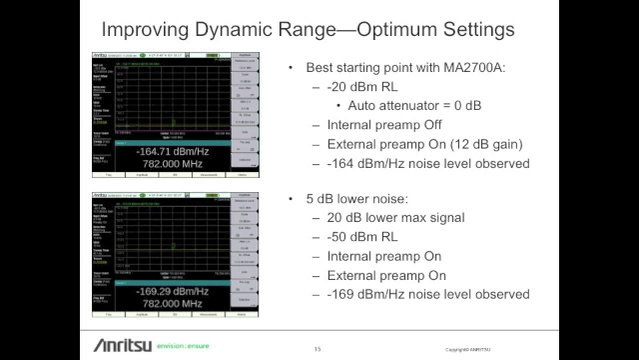Here's some examples of optimum settings. If I've got an MA2700, there's a set of settings there. Again, you can look at these later. To get 5 dB lower noise, I can change the settings a little bit. The dynamic range isn't as good, but I can look a little bit lower. And on my analyzer at my desk, we can see in the first case, I get 4 dB better than my typical spec I talked about earlier, -164. And then in the optimized for noise case, I get even 5 dB better than that, -169.